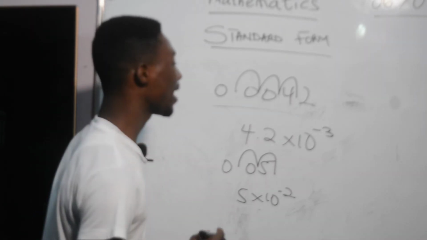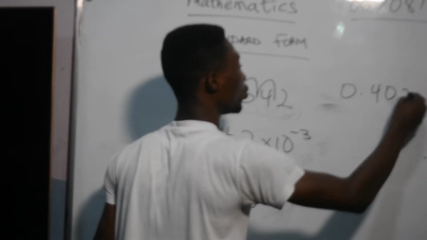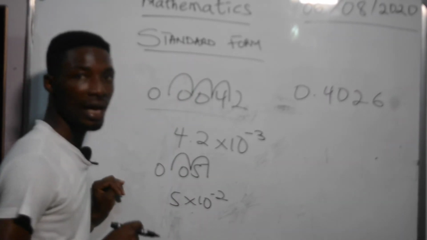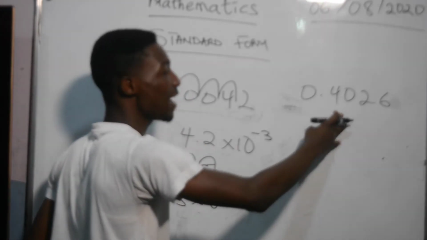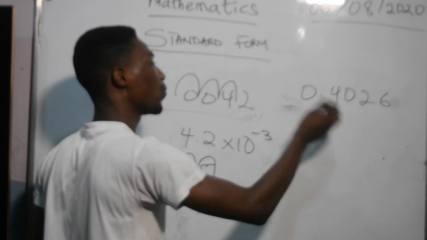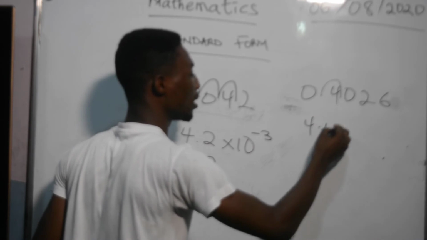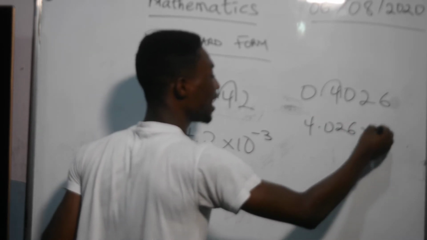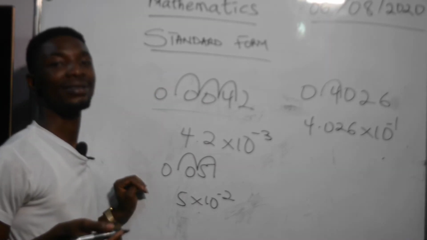Let's take another number like 0.4026. The first non-zero digit here is 4. So I have to jump to the back of 4, right? So I'm going to get 4.026. I jumped only 1 time, so my power is going to be negative 1.